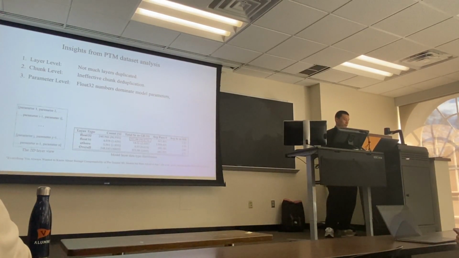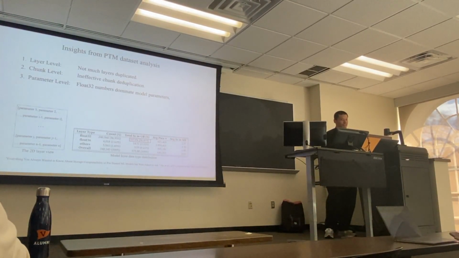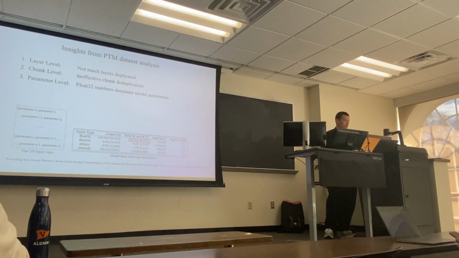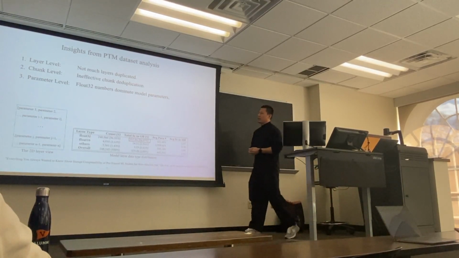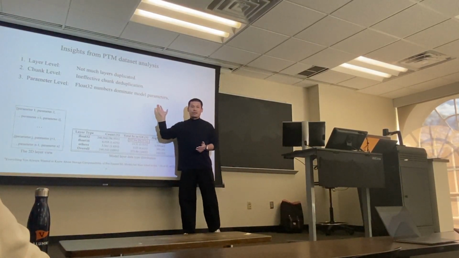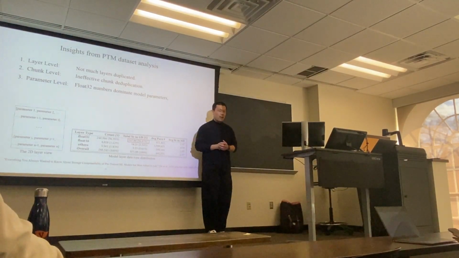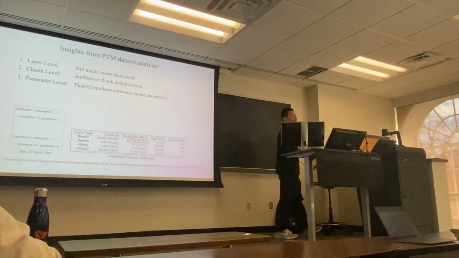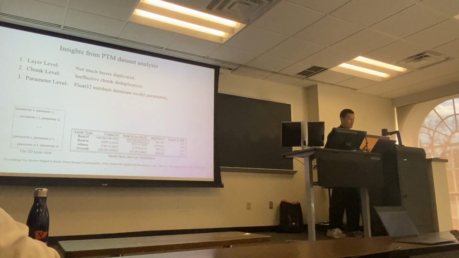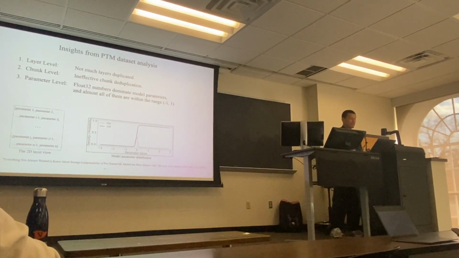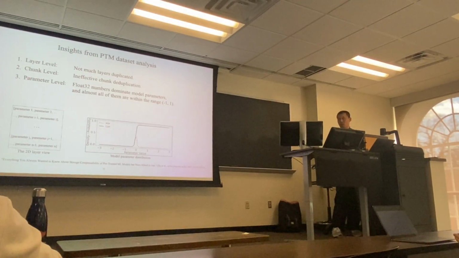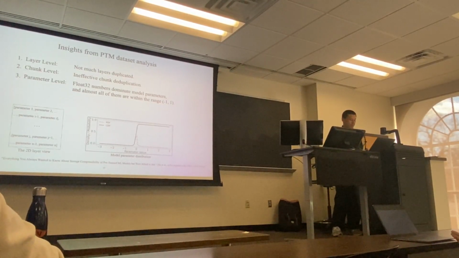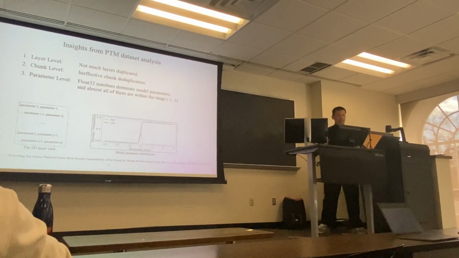So we have to jump into the parameter level, the number level. We observe that float32 dominates the model parameters: more than 98% of parameters are float32 based. And these floating point numbers are within the range of -1 to 1. This is the first observation we came up with.